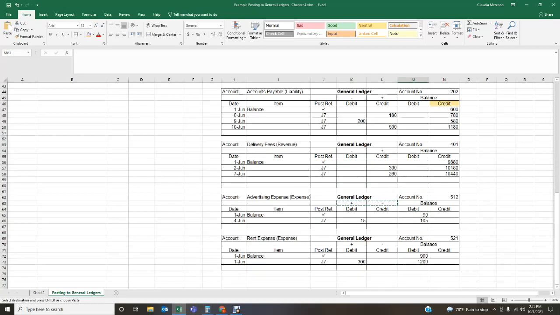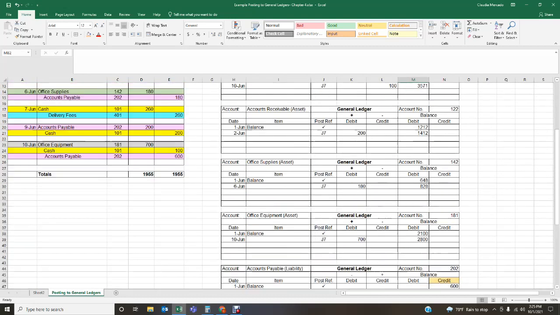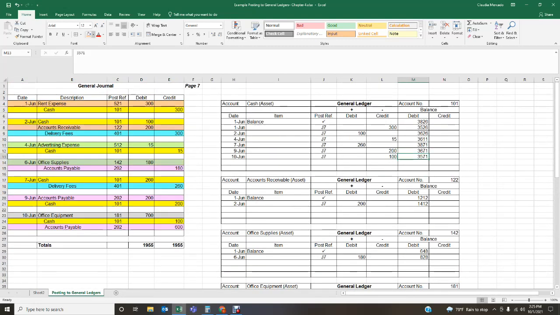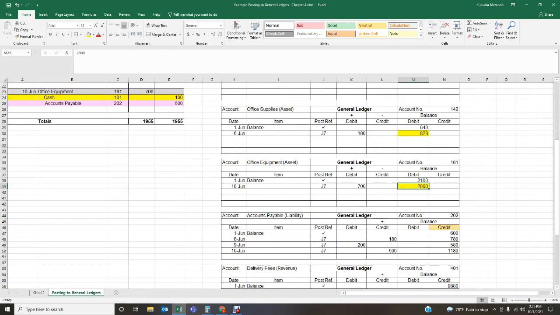Okay. So now at the end of the day, I have transferred over all of my accounts from the journal to each of the respective ledgers, and I have calculated the ending balance for each account. Okay. That is how much I have on each of those accounts. That's how much money I have in the bank, how much money I've spent on the different expense accounts, how much revenue I've generated. It keeps track of your ending balances.